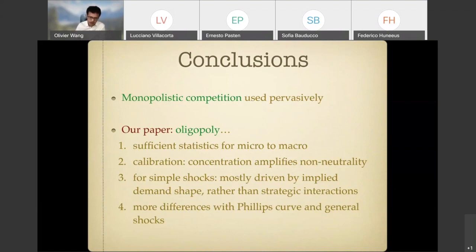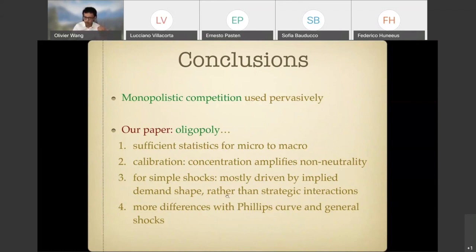And I may have something to say about that if you have questions. Now, for simple shocks, most of the effect of concentration on the amplification of non-neutrality is coming from what's happening to changes in residual demand as the number of firms decreases, rather than these strategic interactions that are very interesting in terms of the theory, but maybe not as relevant for these shocks quantitatively.